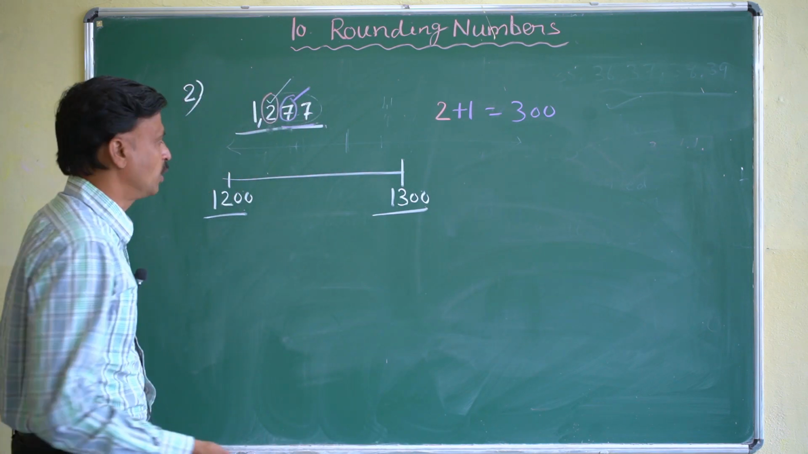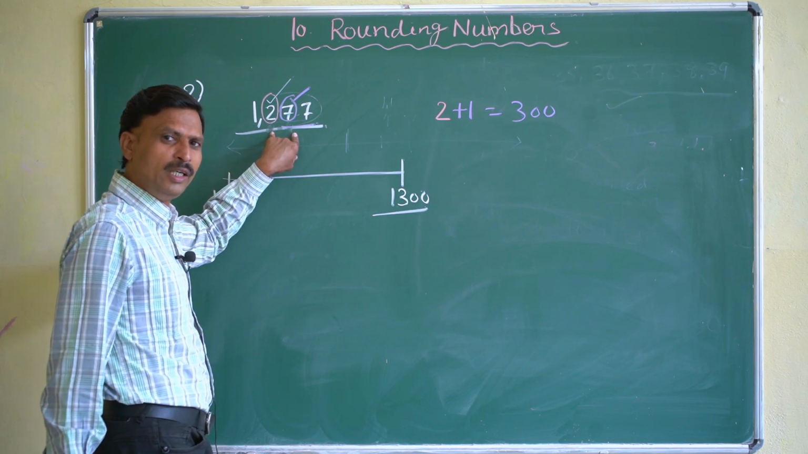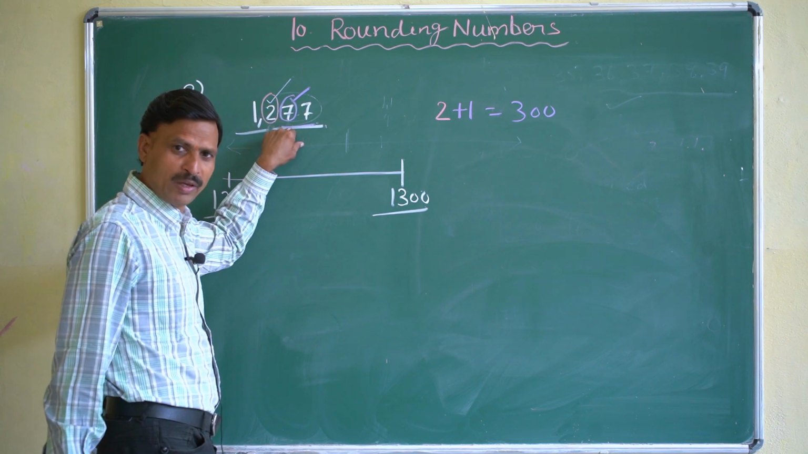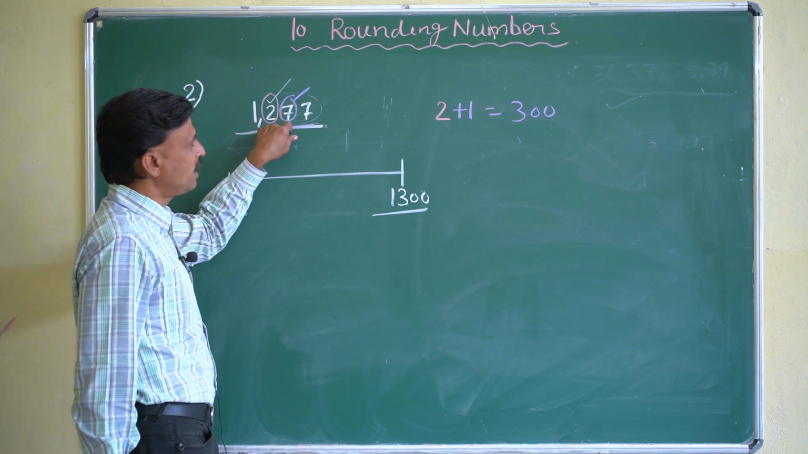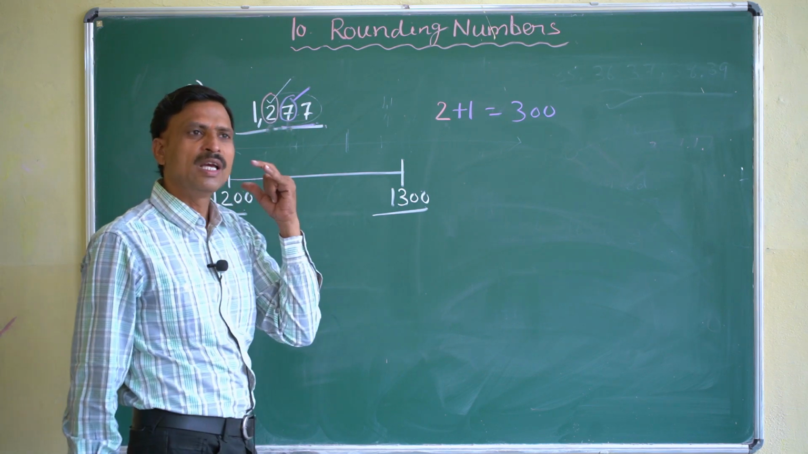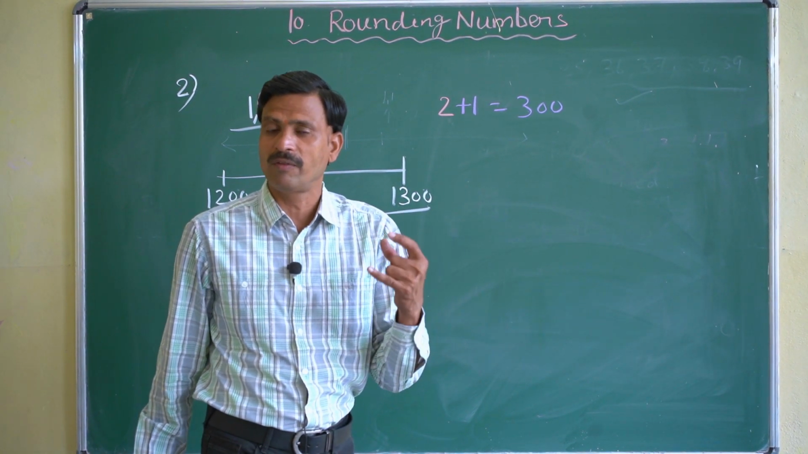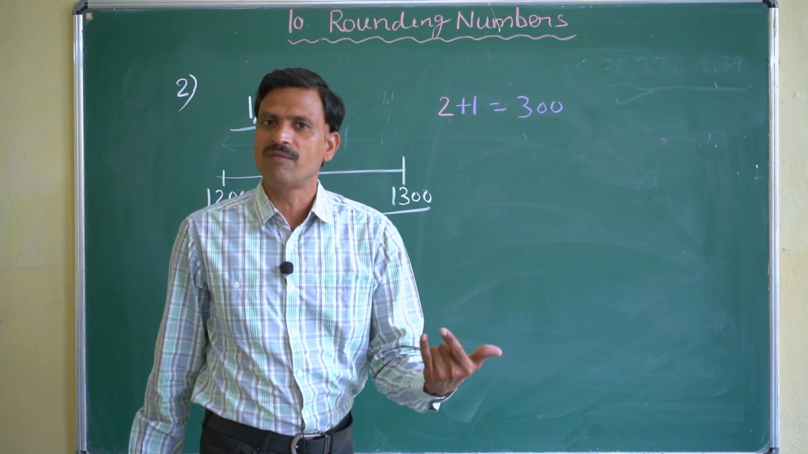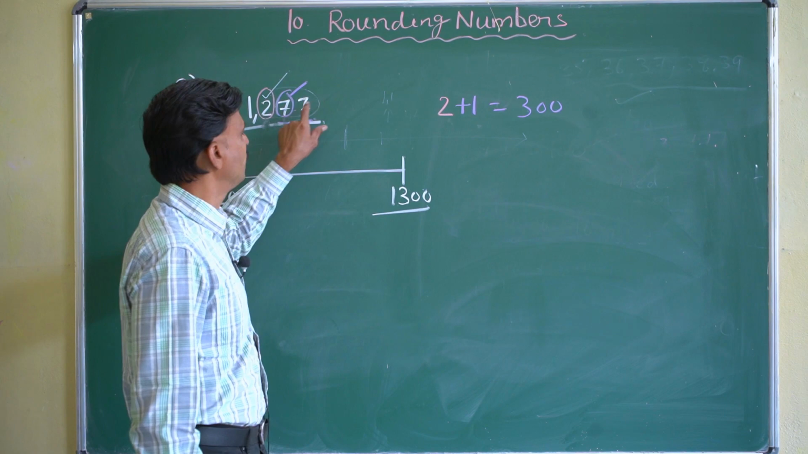Other values become 0. Since we are rounding off to the nearest 100, we'll see the 100s place value first, then we'll see the 10s place value. In the 100s place it is 2, right? I have written 2. Then we see what is in the 10s place. So the 10s place is 7. So here the rule is that if the 10s place digit is 5 or more than 5, we increase the 100s place digit by 1, and the others will be 0.